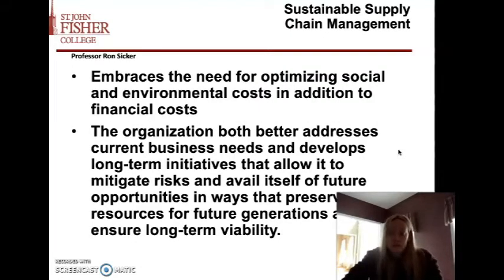So this is really important too, especially for y'all Gen Zs, because you love your sustainable companies. Companies are extending their sustainability efforts to their supply chain. So they're really embracing the need for optimizing social and environmental costs in addition to financial costs. So they're trying to be more cost effective and also be more socially responsible by adopting more green practices in their supply chain. So it's really addressing current business needs and long-term initiatives that you can mitigate risks in.